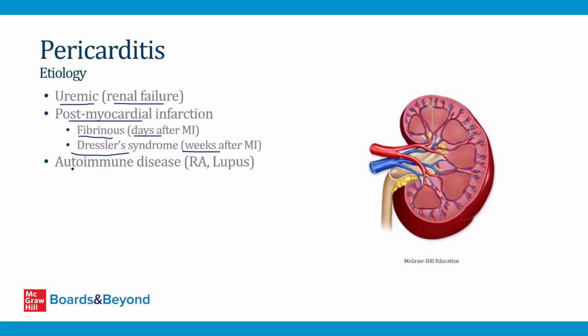And then finally, many autoimmune diseases like rheumatoid arthritis and lupus are associated with pericarditis. So patients who have these conditions can also have bouts of pericarditis.